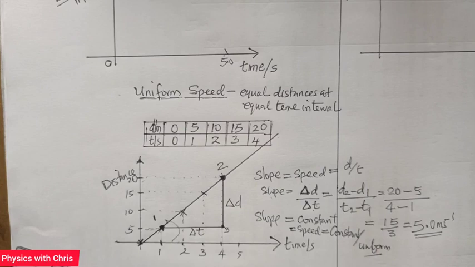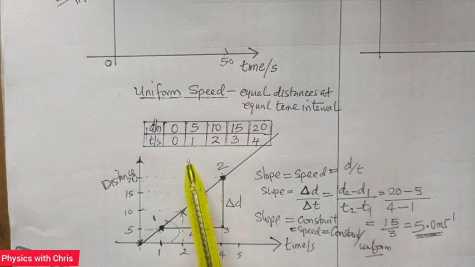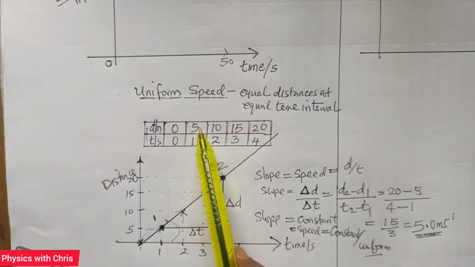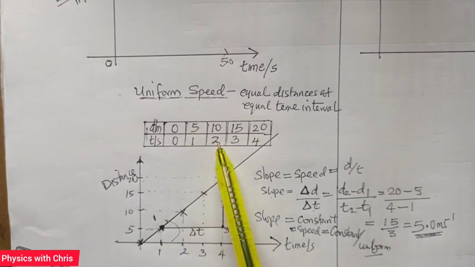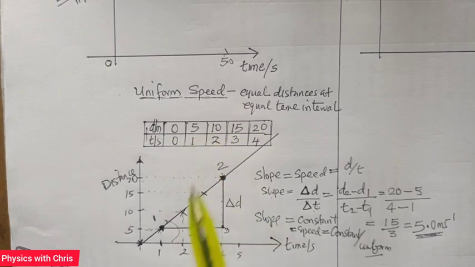That does not mean the speed is increasing. The speed is constant, just that the distance is increasing at a specific rate. The rate of increase of distance is 5. The 5 meters per second means that the distance covered by the body increases by 5 every second. After 1 second, the distance covered was 5. After the next second, the distance has increased from 5 to 10. So the rate of increase of distance, that is the speed of the body, is 5 meters per second.